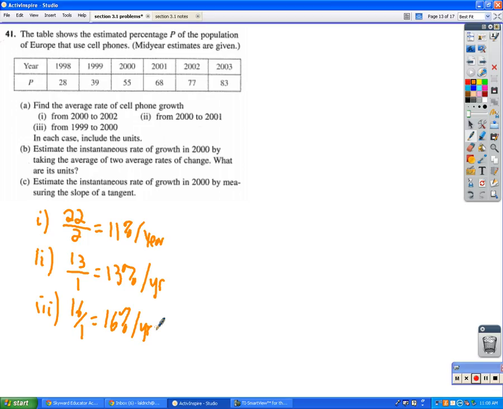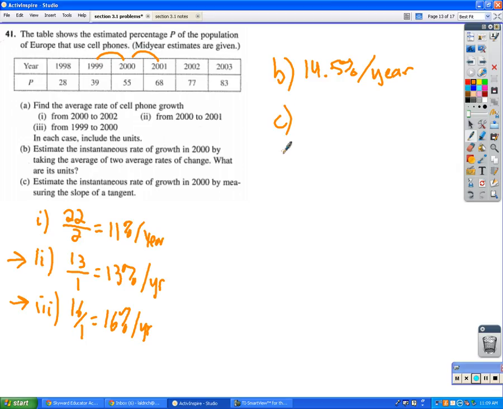Okay, estimate the instantaneous rate of growth in 2000 by taking the average of two average rates of change. For this, you could figure out the one between 1999 and 2000, and the one between 2000 and 2001, and take the average of those two, and you would get 14.5% per year.